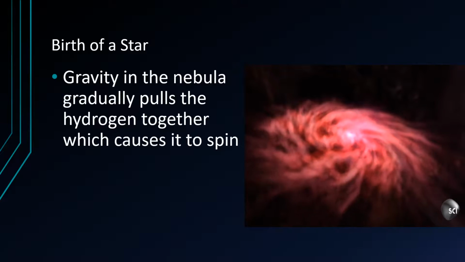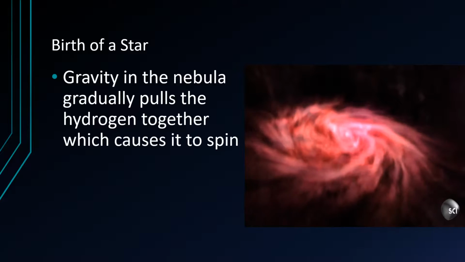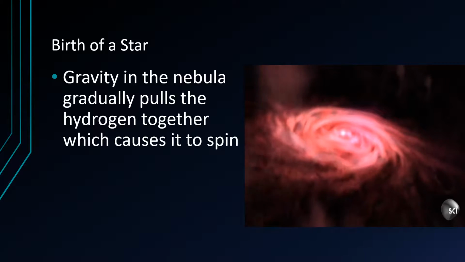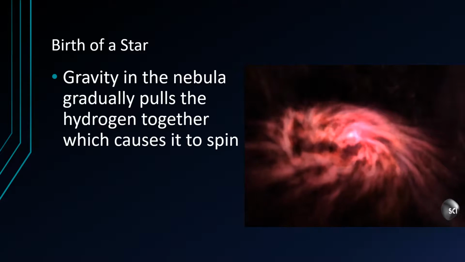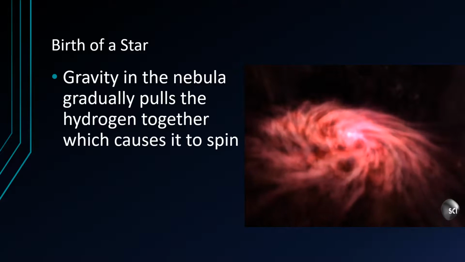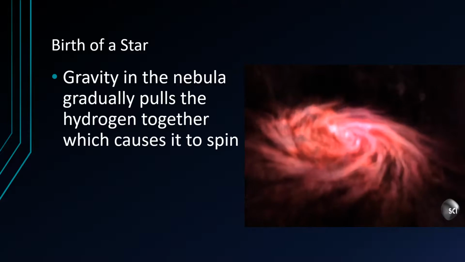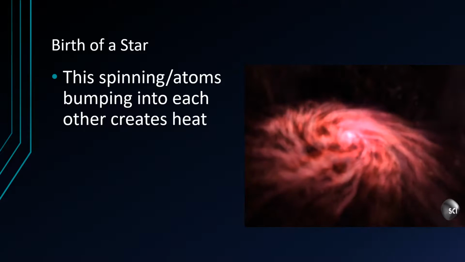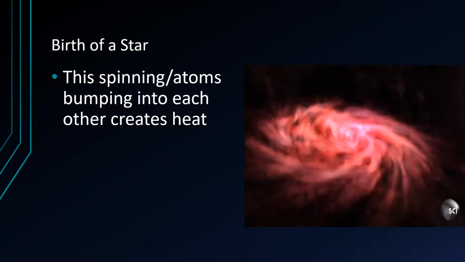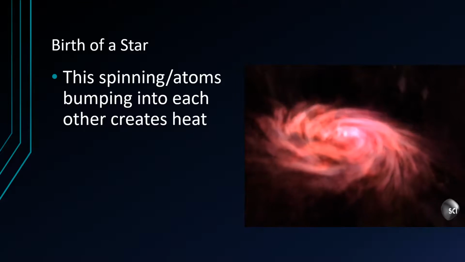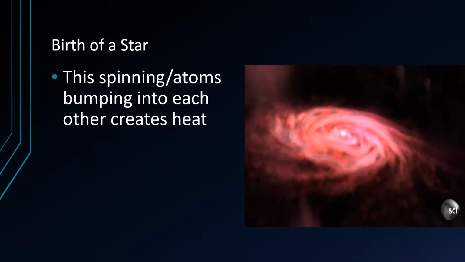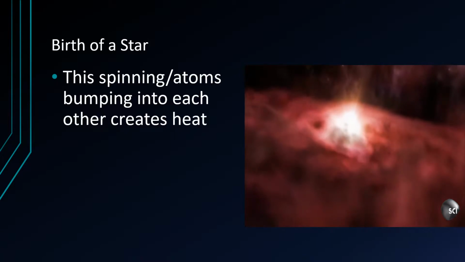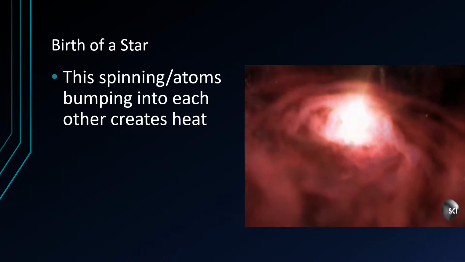Now, as this star begins to form, gravity is going to be in control initially, causing the gases to be pulled together, causing it to spin and contract and compress down on itself. This spinning action, along with the different atoms bumping into one another, is going to create heat. Now that heat energy is going to cause light. So let me show you why.